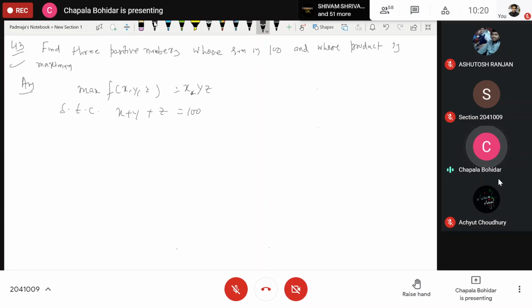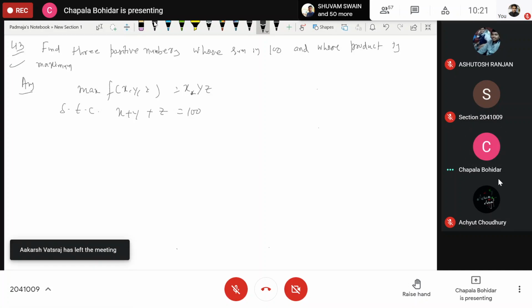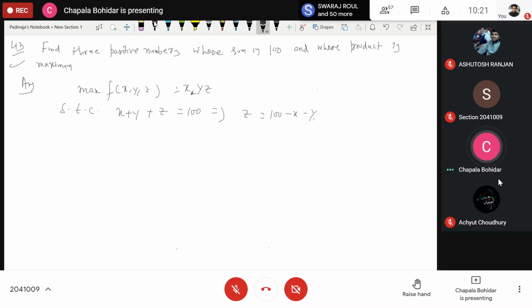With the help of this constraint, we convert this into a function of two variables. So what will you do here? This implies z is equal to 100 minus x minus y. We put it here. So now maximize the function f of x, y is equal to xy times 100 minus x minus y. Clear to all of you? Yes, ma'am.